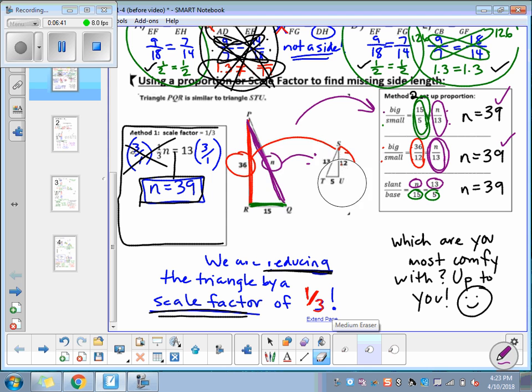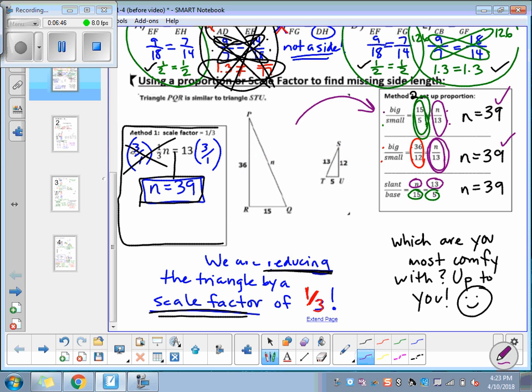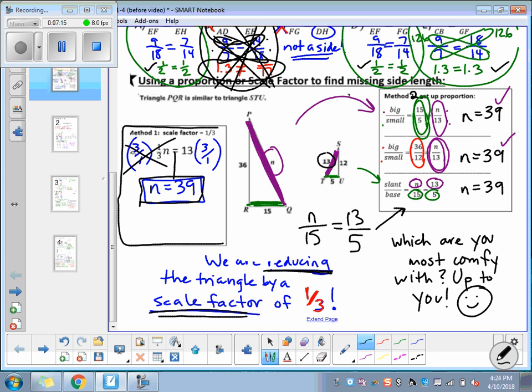Now the third thing, not everybody sees, but there are a lot of students who will see, if I compare this unknown to this, I can compare its matching to this. And that's the last thing we're saying here. We're saying n goes with the base 15. And then over here, we're saying then that 13 goes with the base 5. All right? Same idea, you can cross multiply and divide.